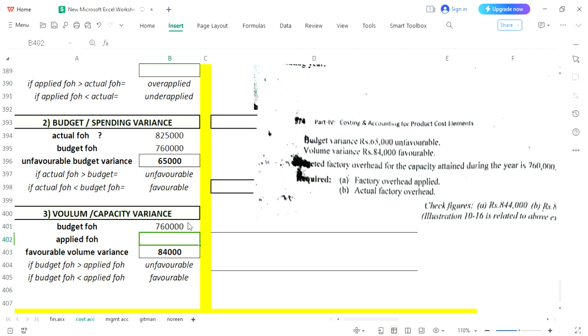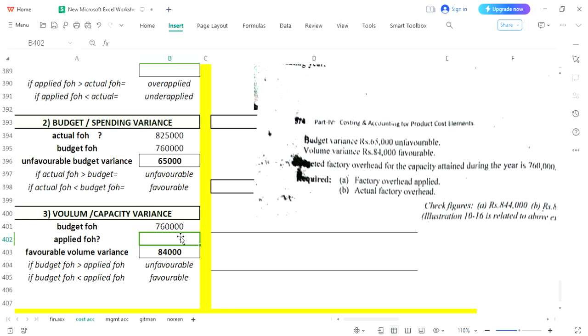7,60,000, and this is your question mark. Budget FH, applied FH is unknown, and it is our requirement as well. Factory overhead applied is the first requirement. So what will you do? Normally you have an idea that whenever there is a difference between two amounts, you take the difference.